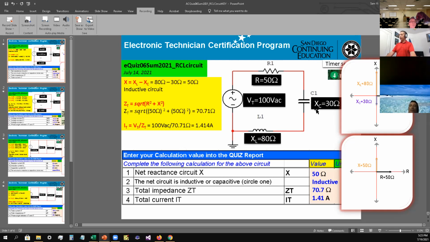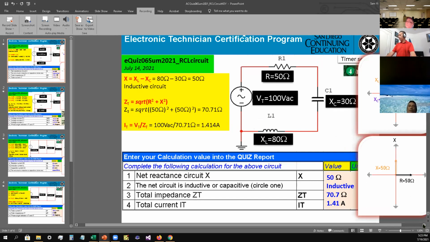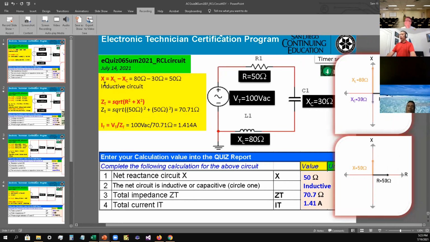So XL minus XC. Let me go ahead and enlarge this a little bit. So X equals XL minus XC. Therefore 80 ohms minus 30 ohms equals 50 ohms. This one is going to be inductive because XL is much greater than XC. This represents an inductive circuit. So number 2, the answer is inductive.